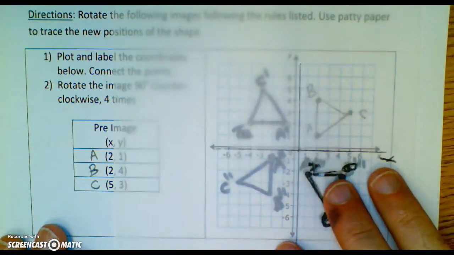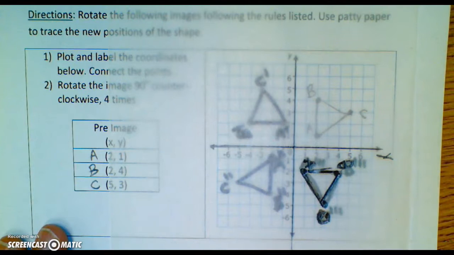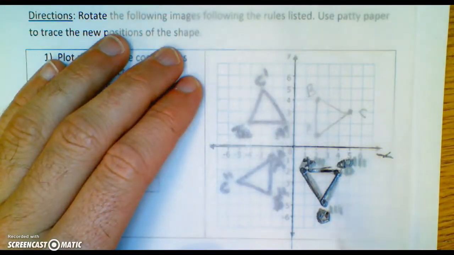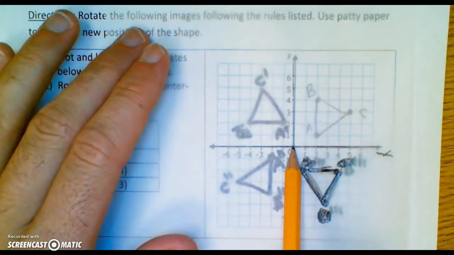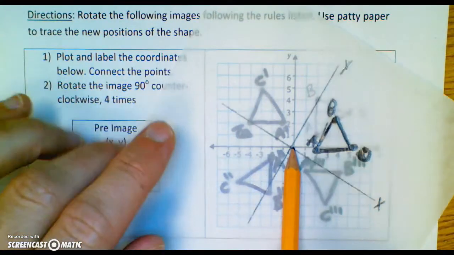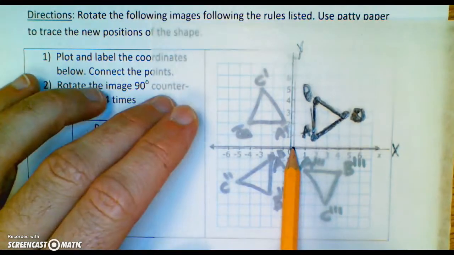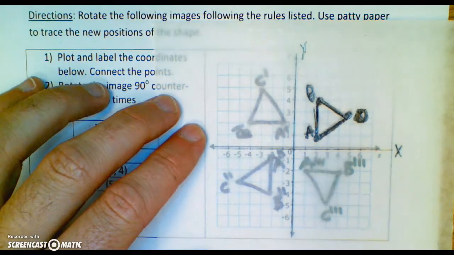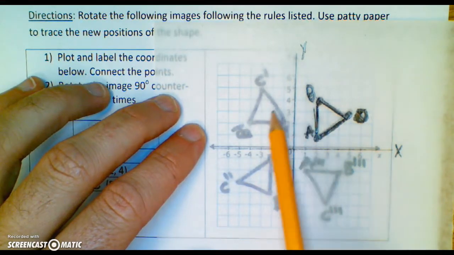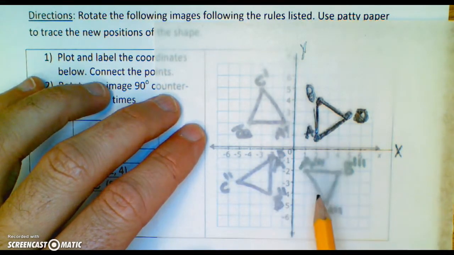And now the way to check if we did it right, the last time, we are going to spin it again. So I'm going to put my pencil in the center. If I spin it by making the lines meet up again, the shape should line up. And it does. So I've rotated this a whole 360 degrees around the coordinate plane.